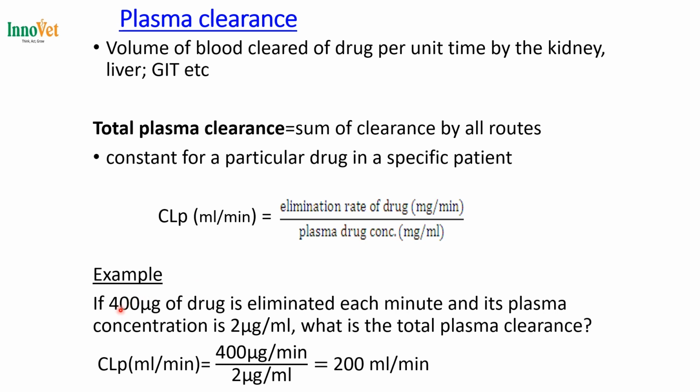So an example here, if 400 micrograms of a drug is eliminated each minute and its plasma concentration is 2 micrograms per mil, what is the total plasma clearance of that particular drug? From our formula here, we just substitute the elimination rate of the drug, which is 400 micrograms, but they are saying each minute, so it is 400 micrograms per minute, and then the plasma drug concentration is 2 micrograms per mil. So if you do the math, you will come up with 200 mils per minute, and that is our total plasma clearance.